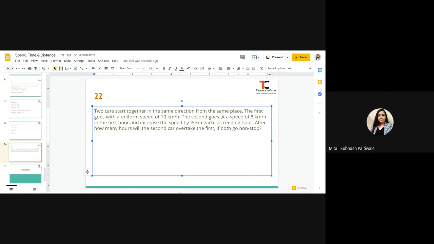Even if the second car has started with a lesser speed, it is gaining half kilometer of speed each hour: 0.5, 0.5, 0.5. That means if it is 8 in the first hour, then in the second hour it would be 8.5, in the third hour 9, in the fourth hour 9.5. That means it is gaining, but the other car is at a constant speed.